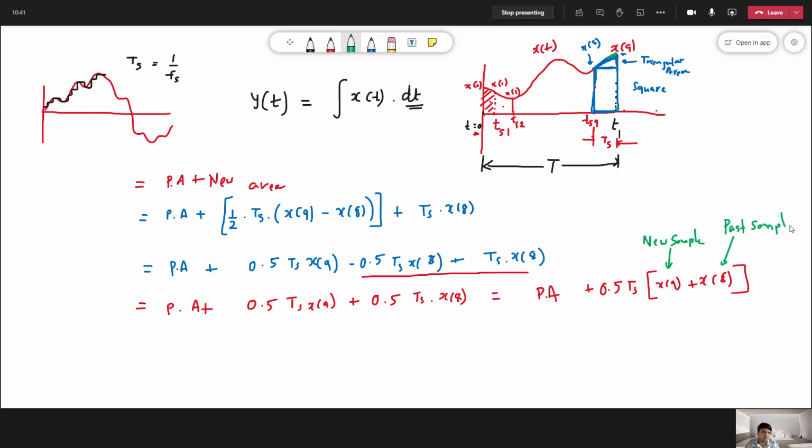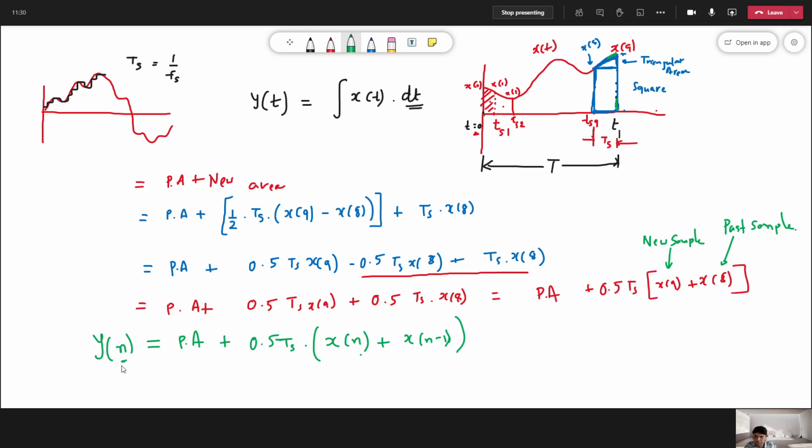In general, the equation can be written as previous area plus 0.5 into TS into the new sample X of N plus the previous sample X of N minus 1. This will give me the integration at an instant n. We are at the T1 instant and we have defined our sample at that moment to be X of N. That's why the answer of integration at that moment should also have the same index, small n.